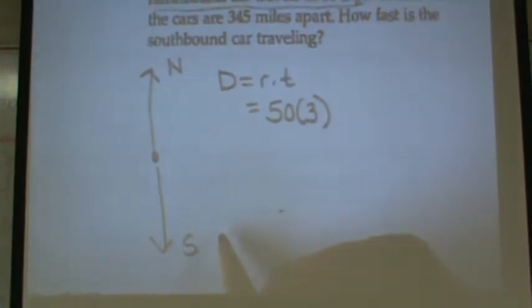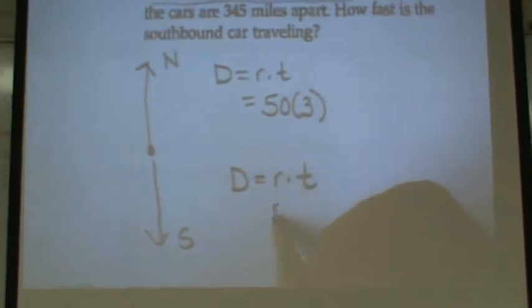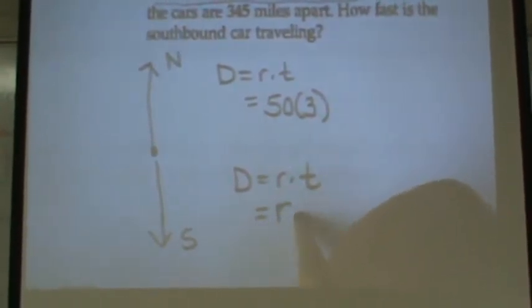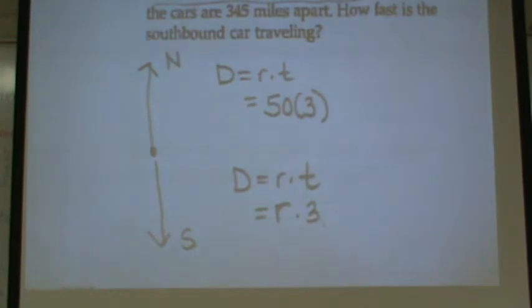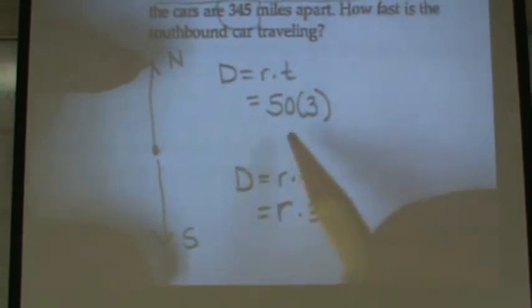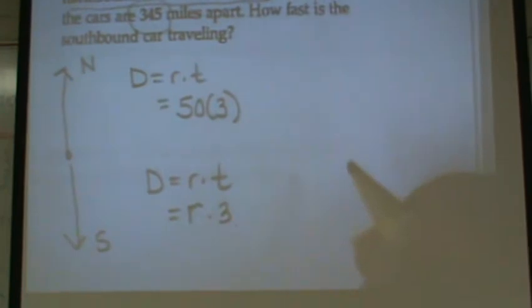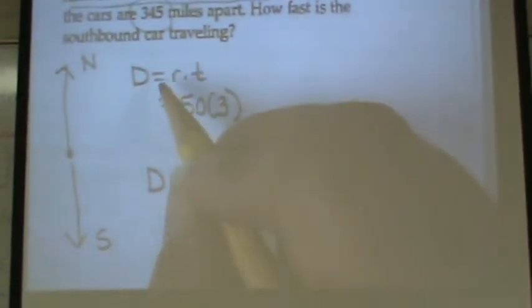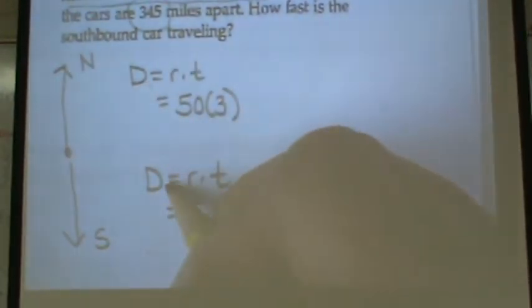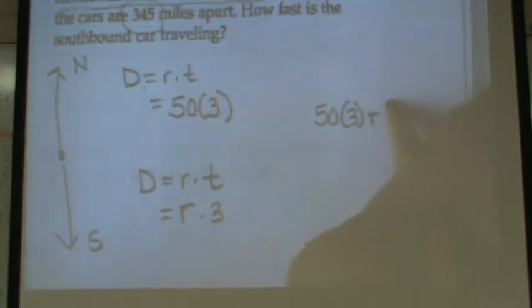The second car, the southbound car, we don't know how fast they're going. So we're going to call that R. And they also are going for 3 hours. But after 3 hours, the two cars have traveled their distance. If you add these two distances up, it's equal to 345. So what we're going to do is take the distance of the northbound car, the distance of the southbound car, add them together. So 50 times 3 plus, this is 3R. Set that equal to 345.